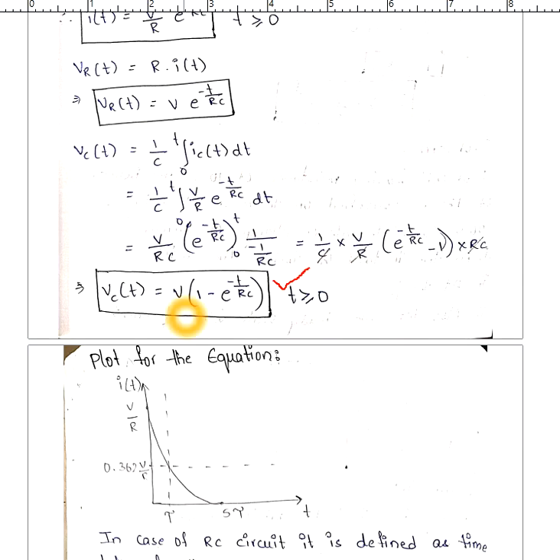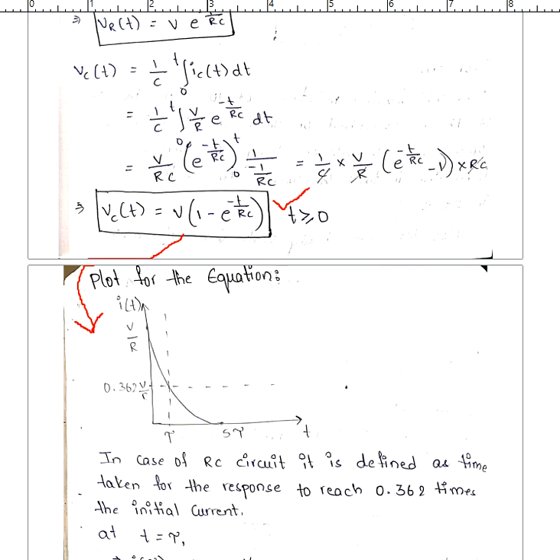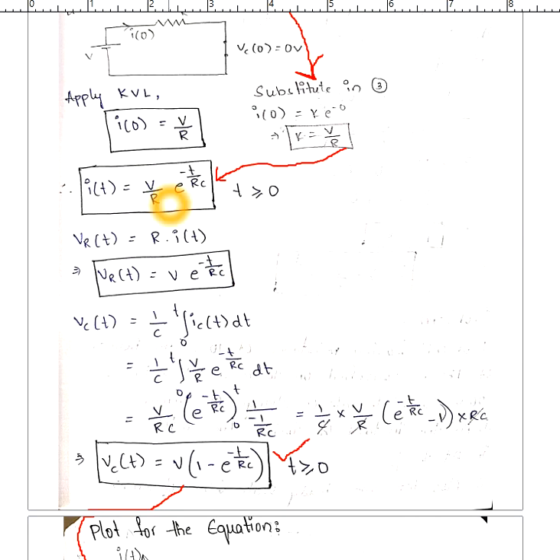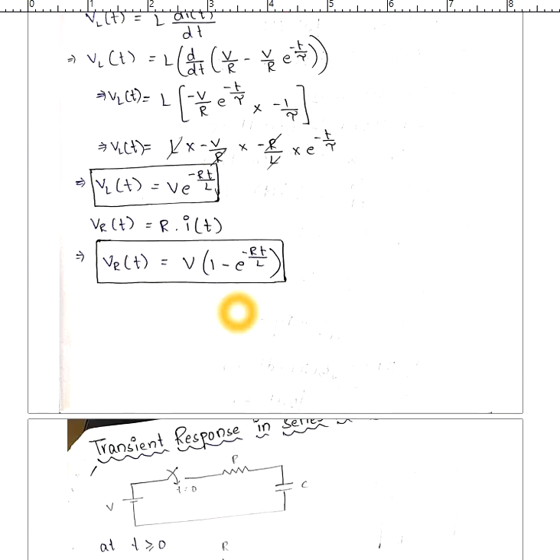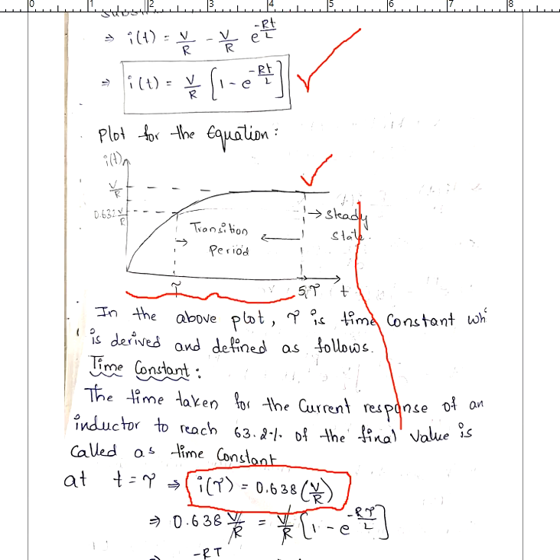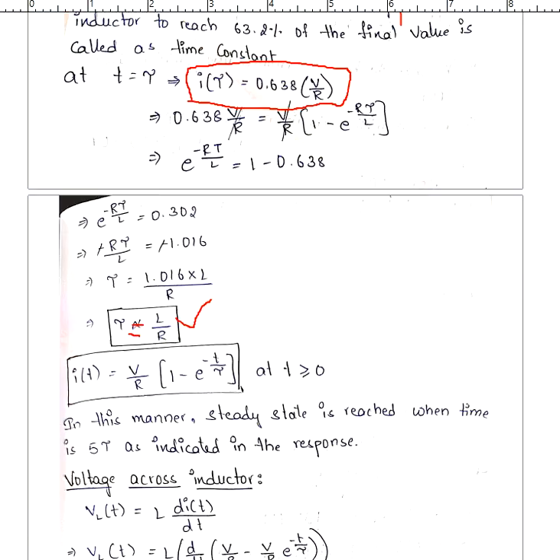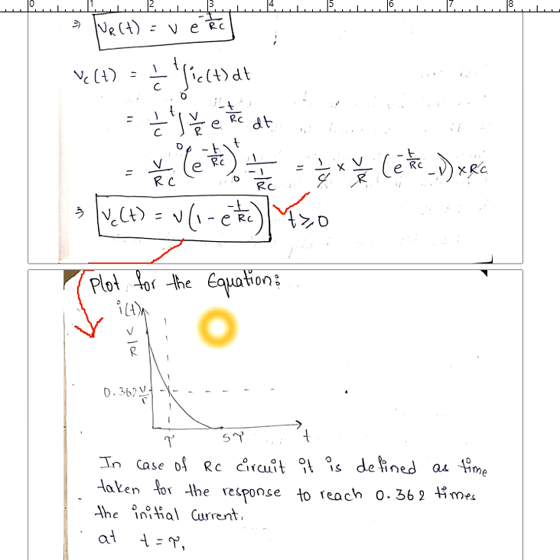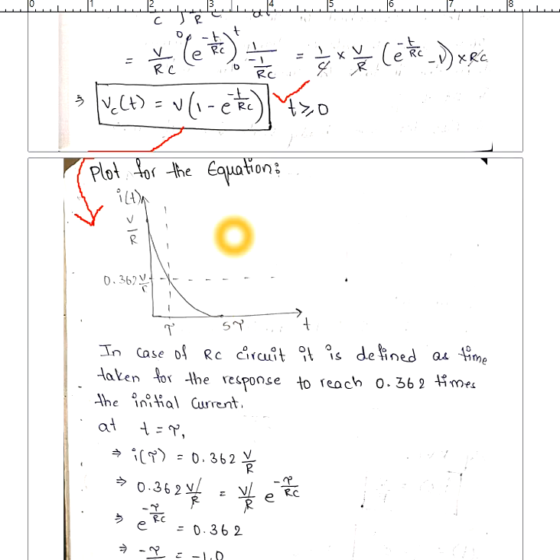Now let us plot the response of voltage in case of a series RC circuit, or otherwise current, anything you can plot. Here we have shown the plot of I of t, which is exponentially falling down. And if you have observed in case of the RL circuit, the response of current is exponentially increasing. In case of the RC circuit, the current is exponentially coming down. It is a very important point.